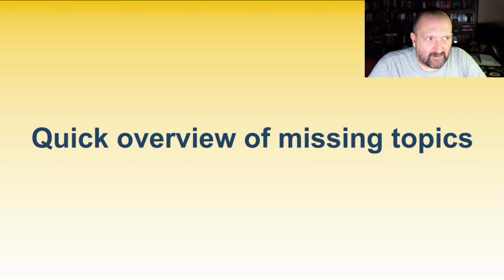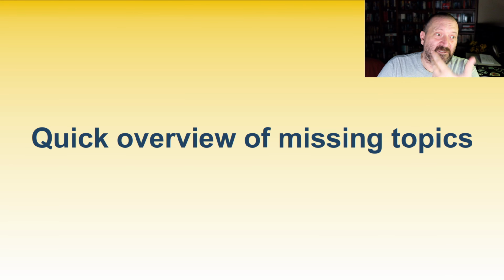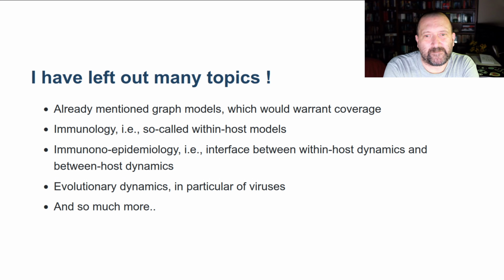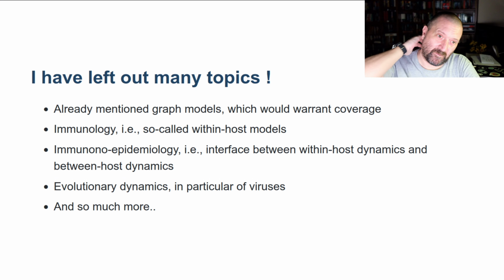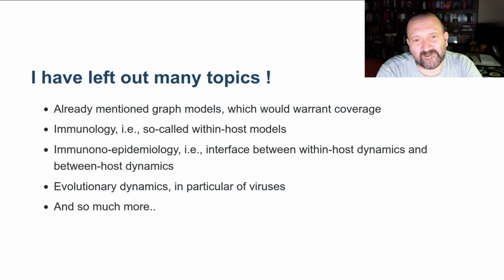Now, the last slide I want to go over is what I did not talk about. I just said I probably should have talked about optimal control. Graph models that I've barely mentioned when I was talking about agent-based models would warrant an entire course. Immunology is a topic that I've completely left out. So what we call within-host models, these are very important, but they're not mentioned here.